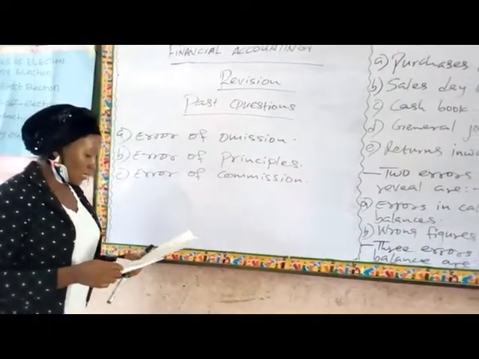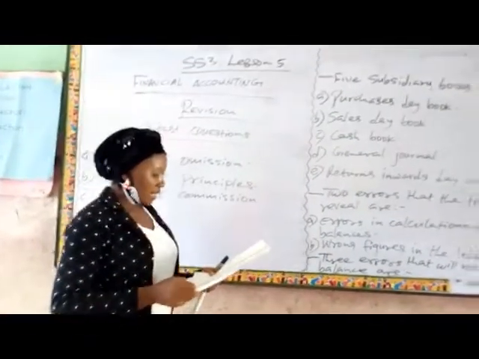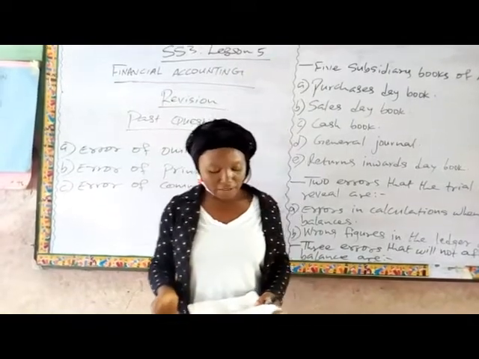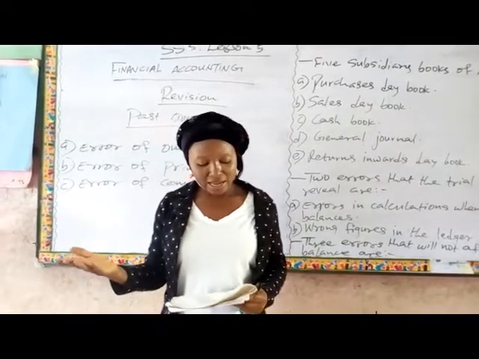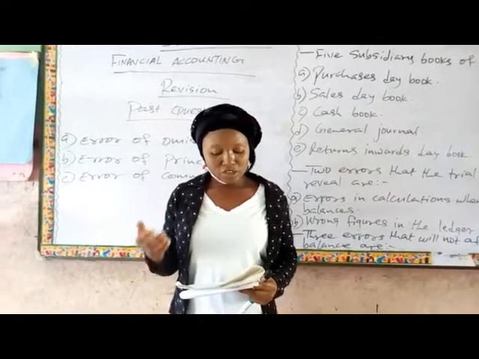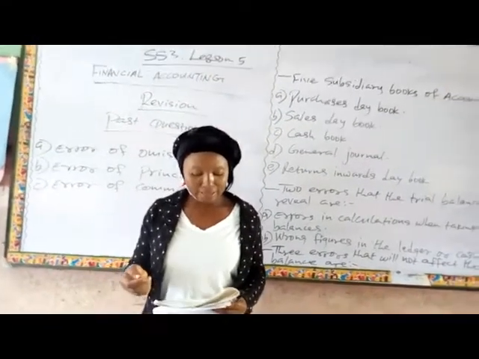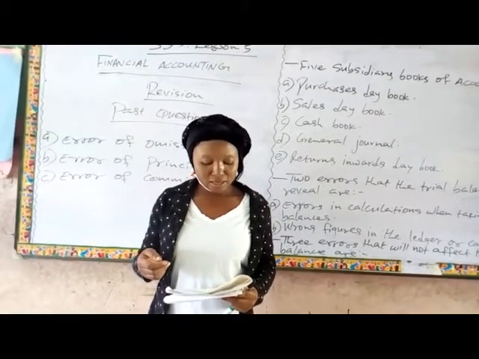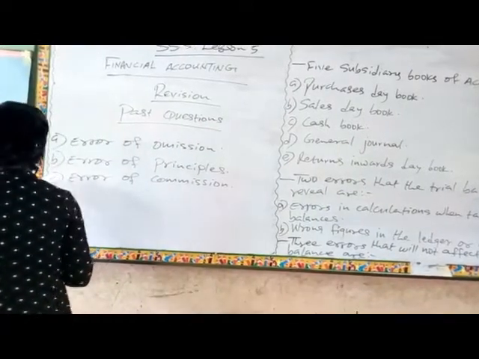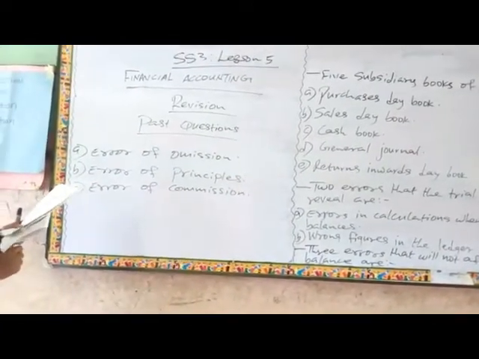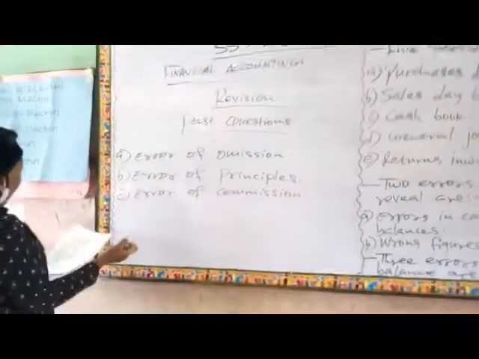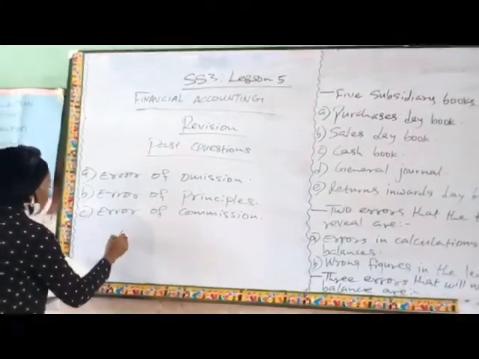Now the next question says, explain the following accounting terms. I, depreciation; II, nominal capital; III, bad debts; IV, gross profit and net profit. Now let's try to explain these terms, the five accounting terms.